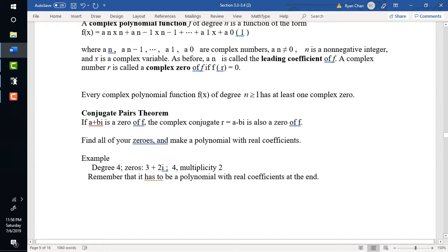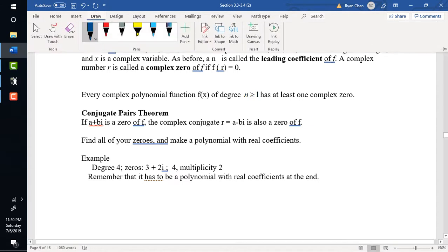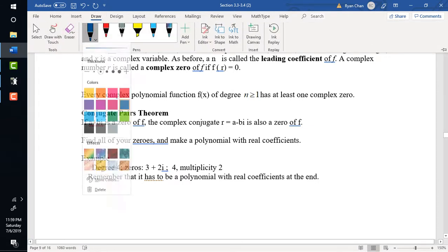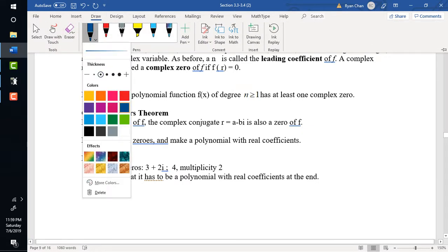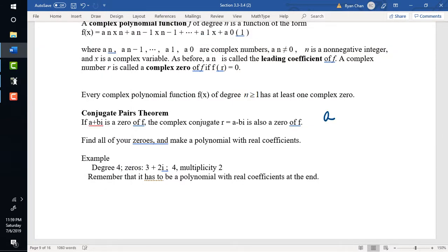So, complex numbers, if you recall, are in the form of a plus bi. So, a plus bi. And so, the idea is this is your real part, and this is what's called your imaginary part.